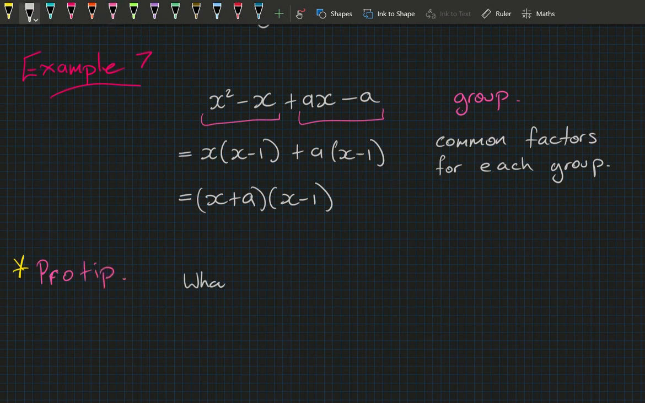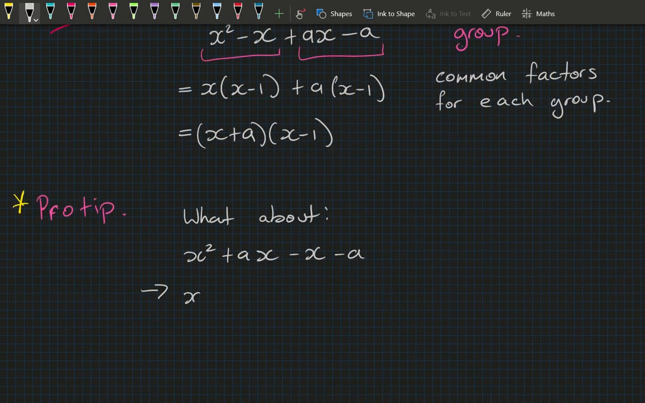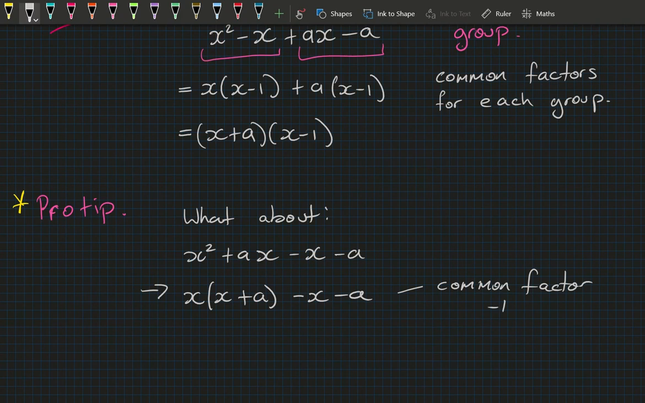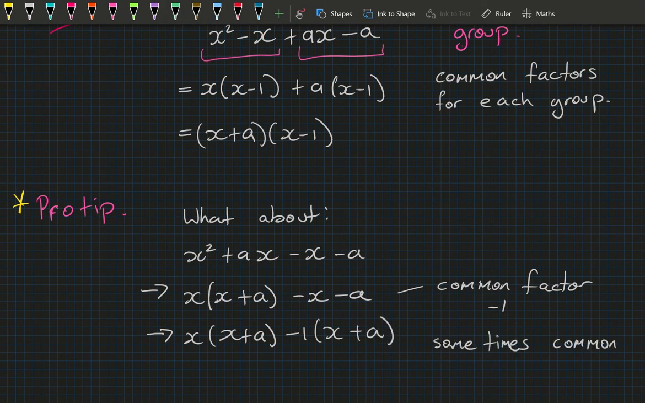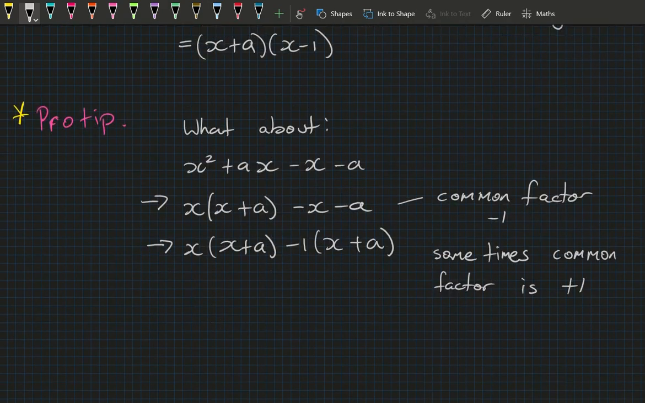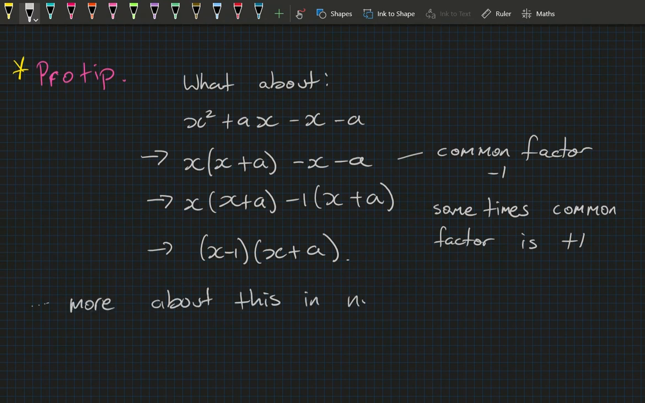What if you get an expression x squared plus ax minus x minus a? So the group on the left has a common factor of x, but the group on the right doesn't seem to have a common factor. But the trick here is that the common factor is minus 1. So therefore we end up with x times x plus a minus 1 times x plus a. You don't always have to write that 1 as well, and sometimes this common factor might be positive 1. Anyhow, we can now factor that as x minus 1 times x plus a. But more about this in our next lesson.